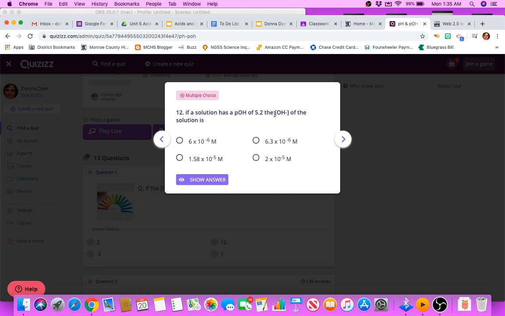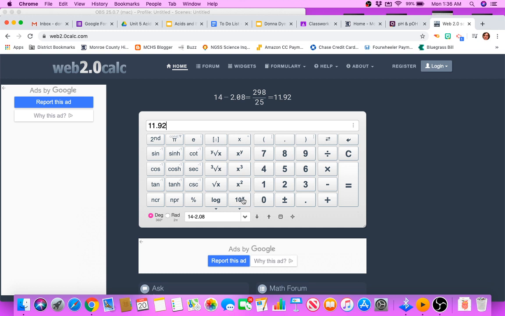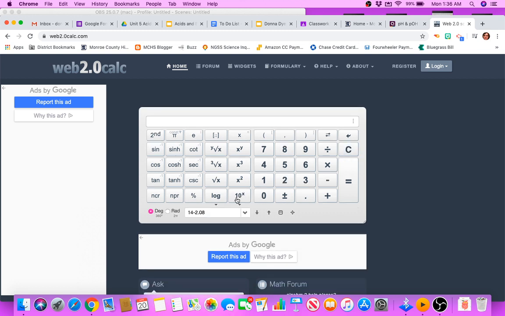Next, if a solution has a pOH of 5.2, then the hydroxide ion concentration of the solution would be. Okay, remember, if I know the pOH, I can do 10 to the negative pOH to get the hydroxide ion concentration. So I need to do 10 to the negative 5.2. So let's clear it first. 10 to the x negative 5.2 equals. And again, I'm going to have a negative exponent here. 1, 2, 3, 4, 5, 6. So I'm getting 6.3 times 10 to the minus 6.